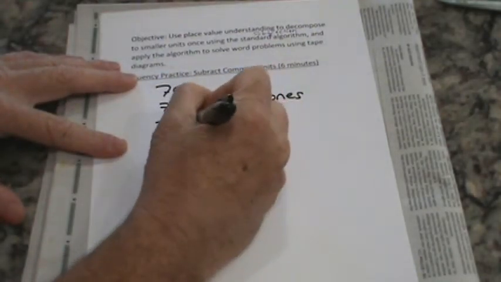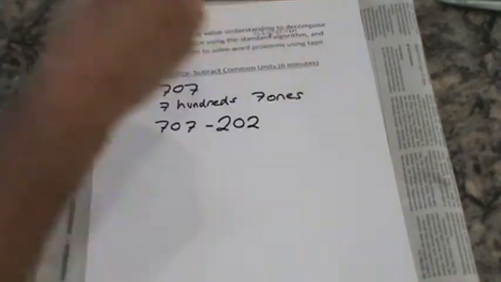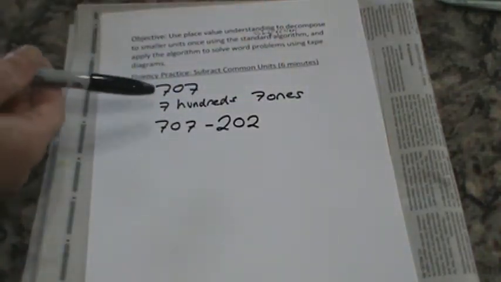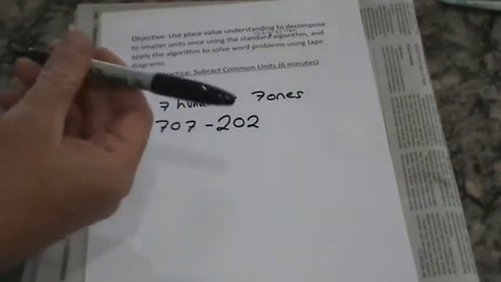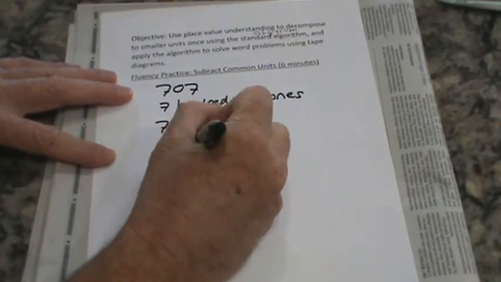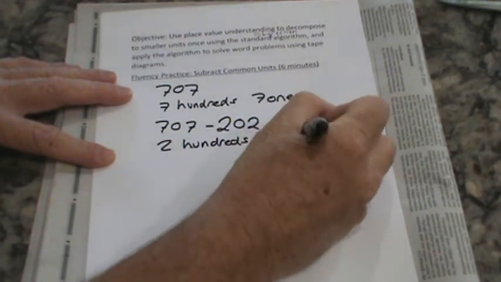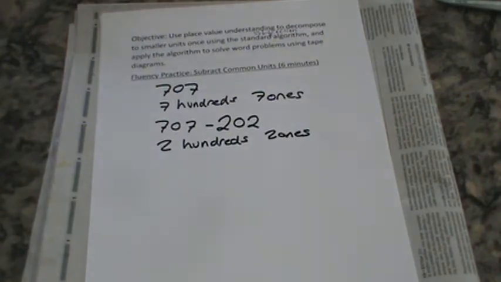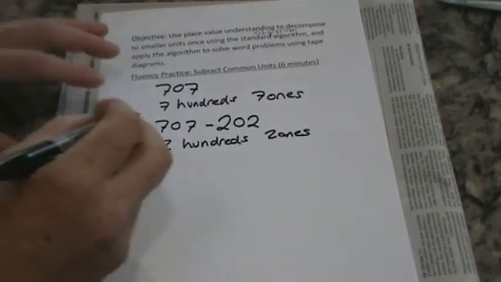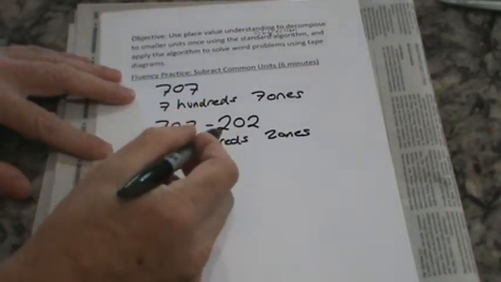707 minus 202. So now we have introduced 202, but let's take a look at what 202 looks like in unit form. 2 hundreds, 2 ones. Okay, so let's think about subtracting this. What will this equal? 7 hundreds, 7 ones, minus 2 hundreds, 2 ones.